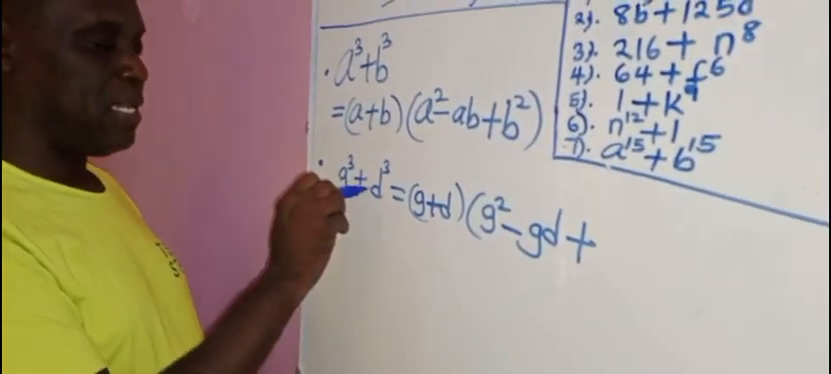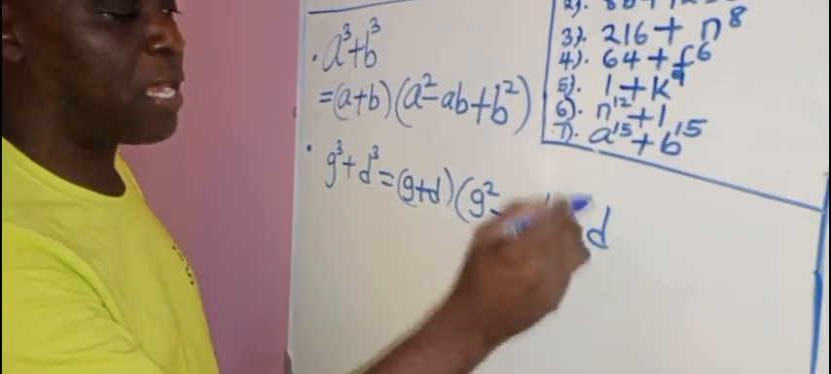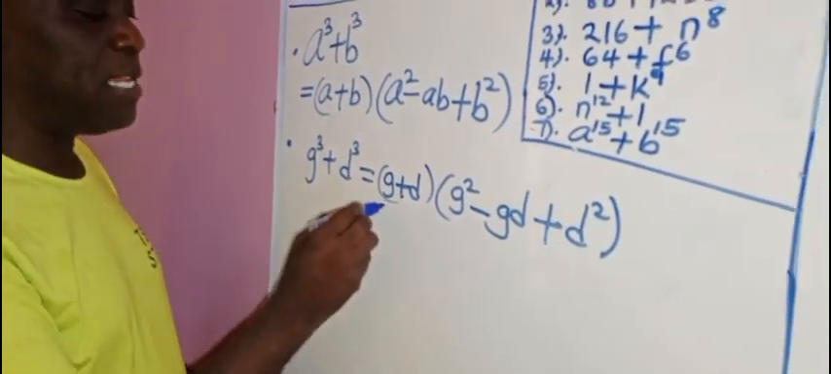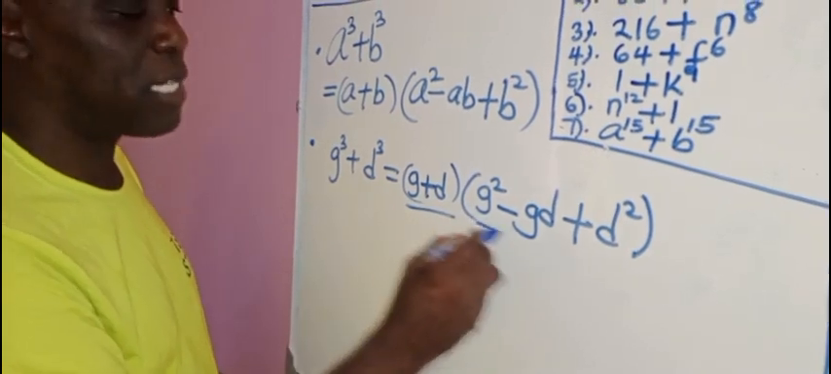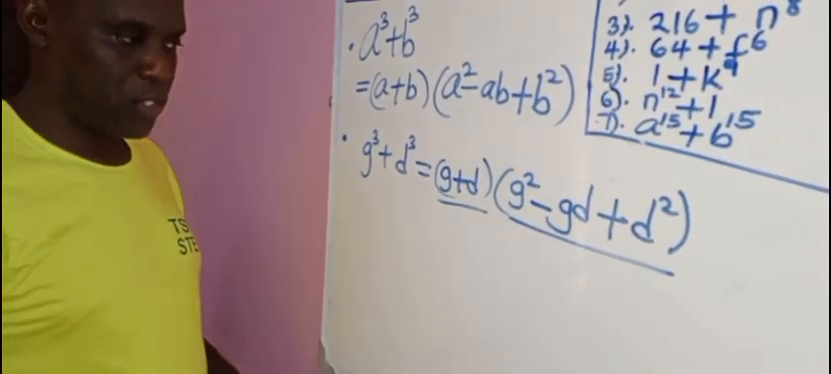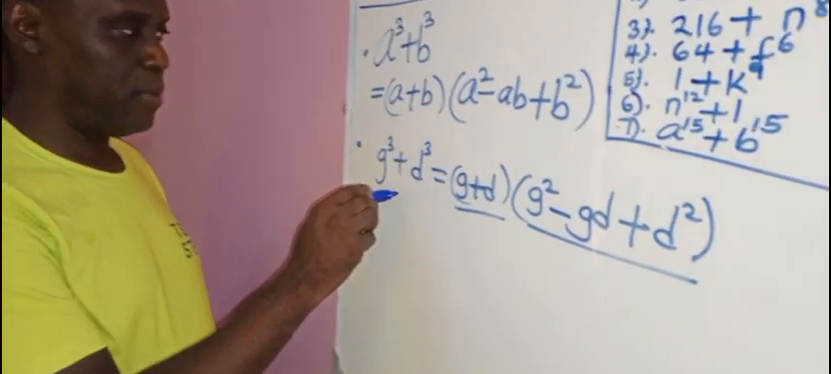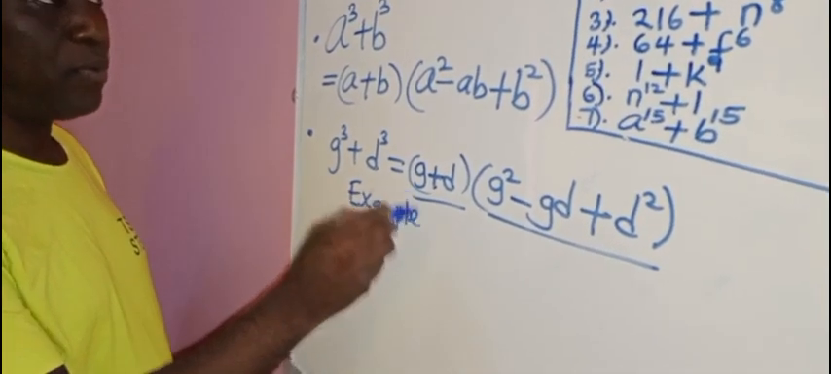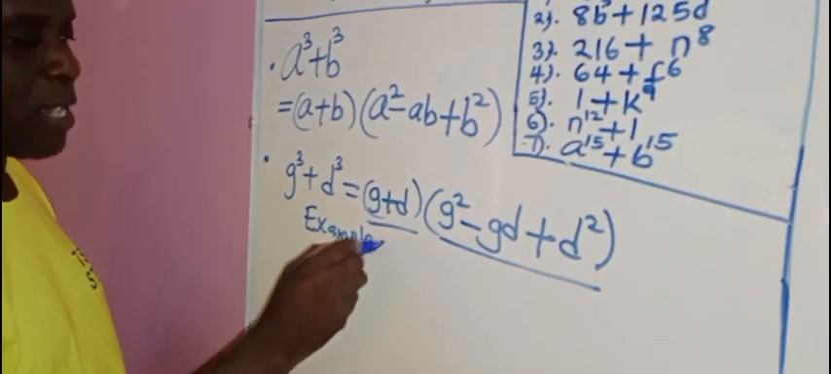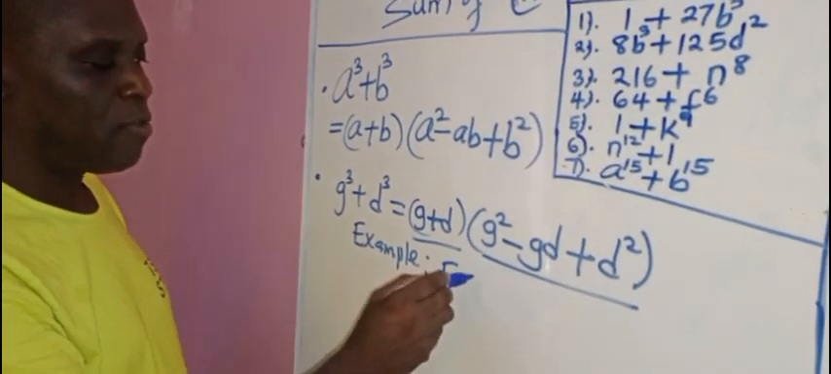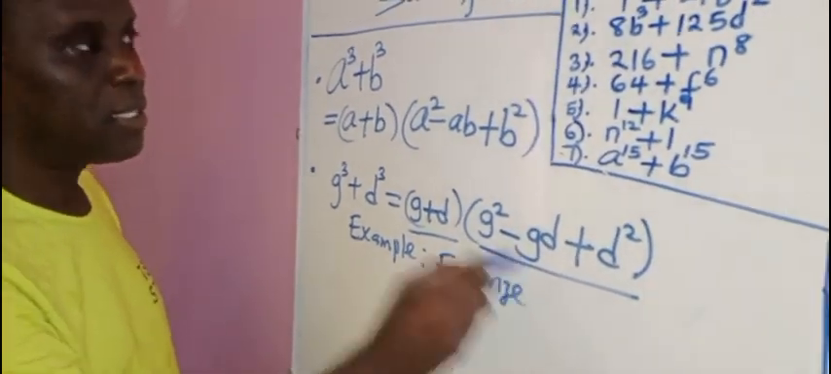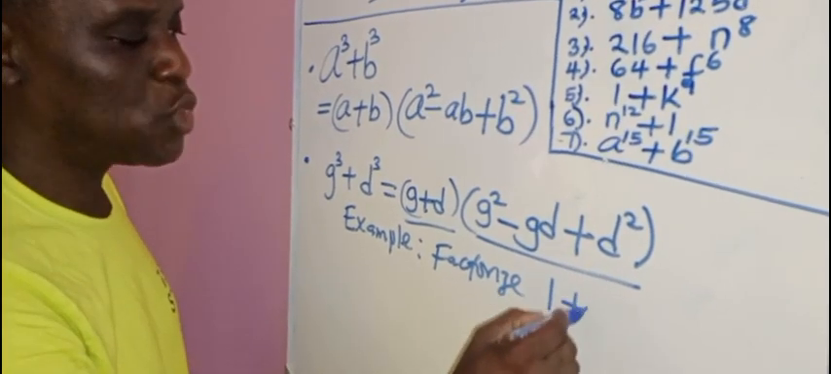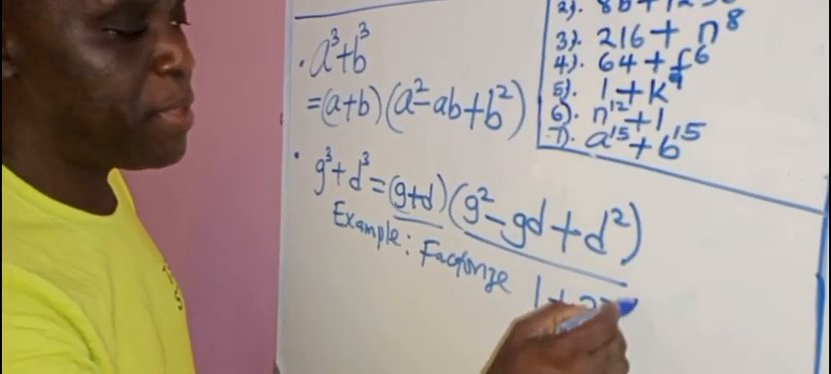Don't forget that. Then d, you pick it and raise to the power of what? 2. This is a linear factor. This is a quadratic factor. Example. Let's take an example on this. Factorize this. Factorize 1 plus 27b raised to the power 3.